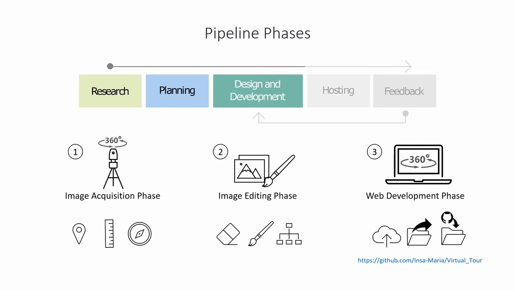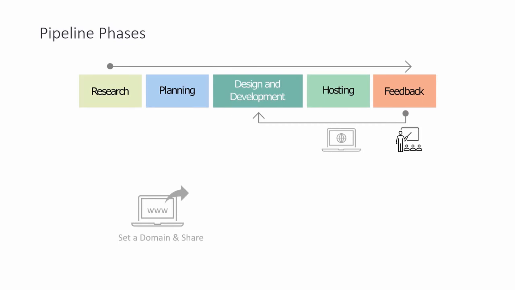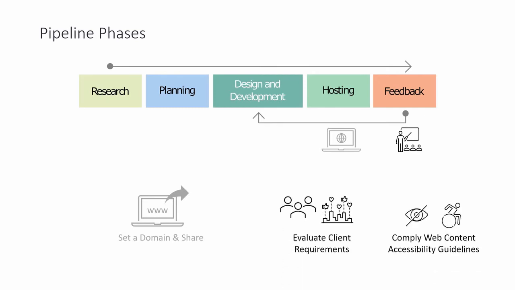Once the virtual tour is finished, we advise organizations on finding the most suitable web service to host their files, setting a domain, and sharing the web link to experience the 360 virtual tour. Last but not least, we also advise organizations on running feedback sessions to ensure that the client requirements are met and ensure that the website complies with the web content accessibility guidelines, making the web content accessible to a wide range of audiences, including those with disabilities.